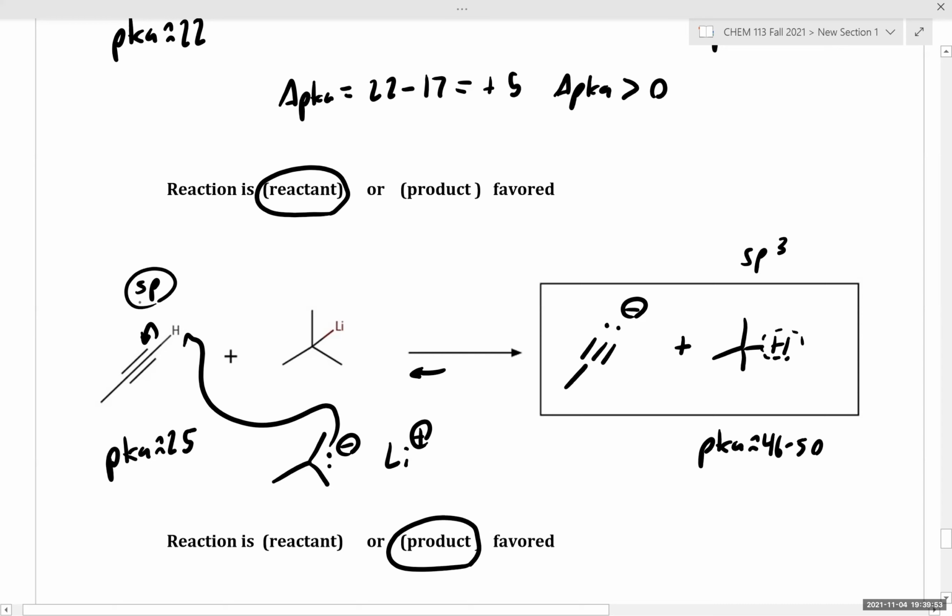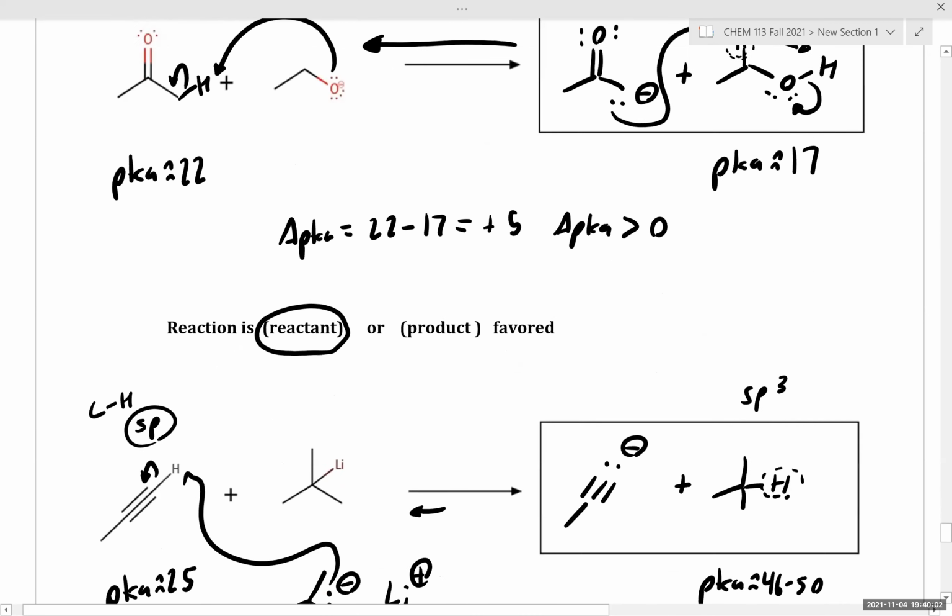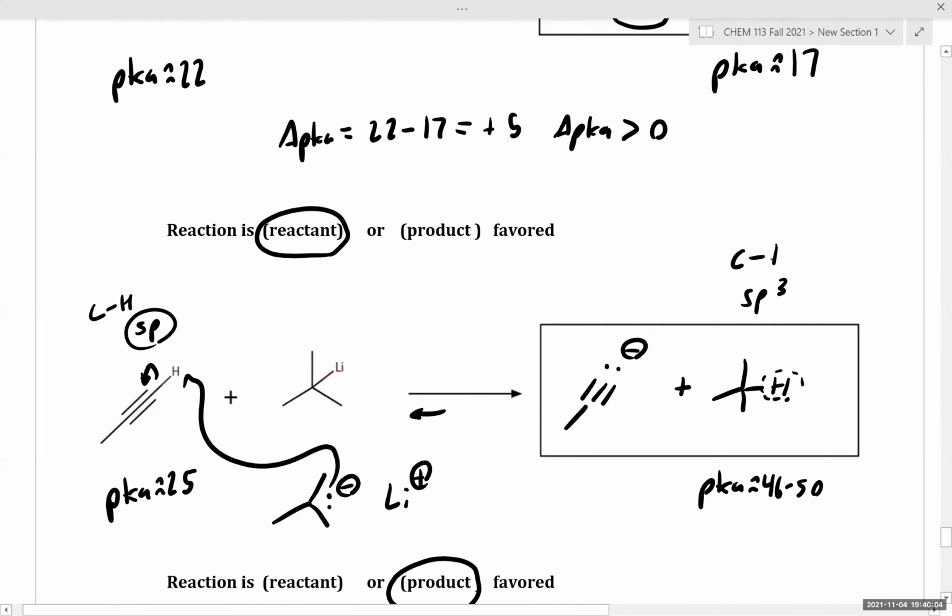You're going from an sp CH to an sp3 CH, and we know qualitatively which of these protons is more acidic, the one attached to an sp carbon or an sp3 carbon. sp. Exactly. So even if you didn't know the exact pKa values, you can still complete the majority of the problem. Oh, perfect. That's nice.